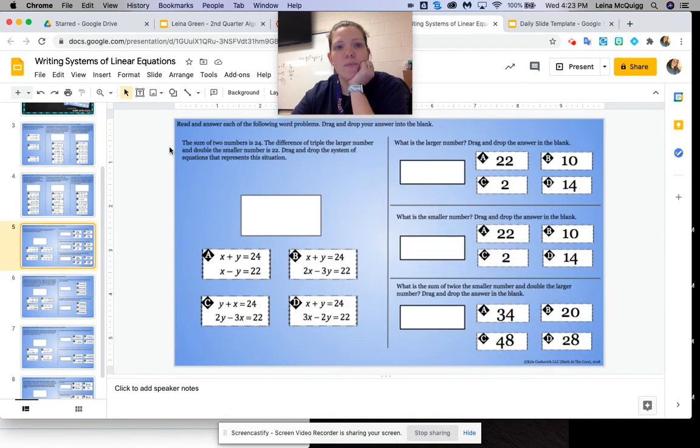I'll make another video. Read and answer each of the following word problems. Drag and drop your answer into the blank. So here we go. The sum of two numbers, we just did, oh, okay. Oh yeah, see now we're answering. So the sum of two numbers is 24. The difference of triple the larger number and double the smaller number is 22. Drag and drop the system of equations to represent the situation.